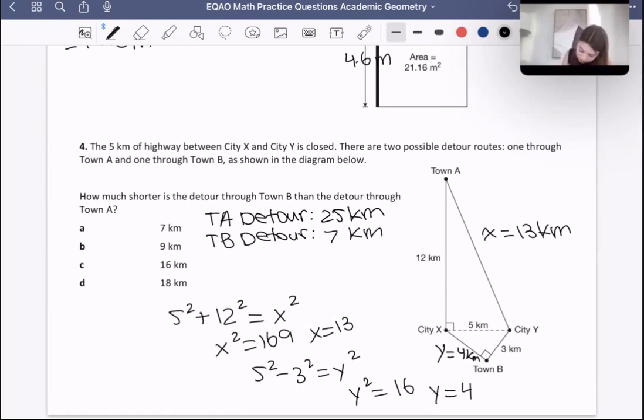So it's way shorter. Now they're asking for the difference, right? How much shorter is the detour through town B compared to town A? Well, that would be 25 minus 7, which is going to be 18 kilometers. So basically, we can save ourselves from driving an extra 18 kilometers by going through town B. And honestly, the town B detour is not too bad. It's only an extra 2 kilometers from the original route that we'd take to get from City X to City Y anyway. So not bad at all. All right, well, there we have it.